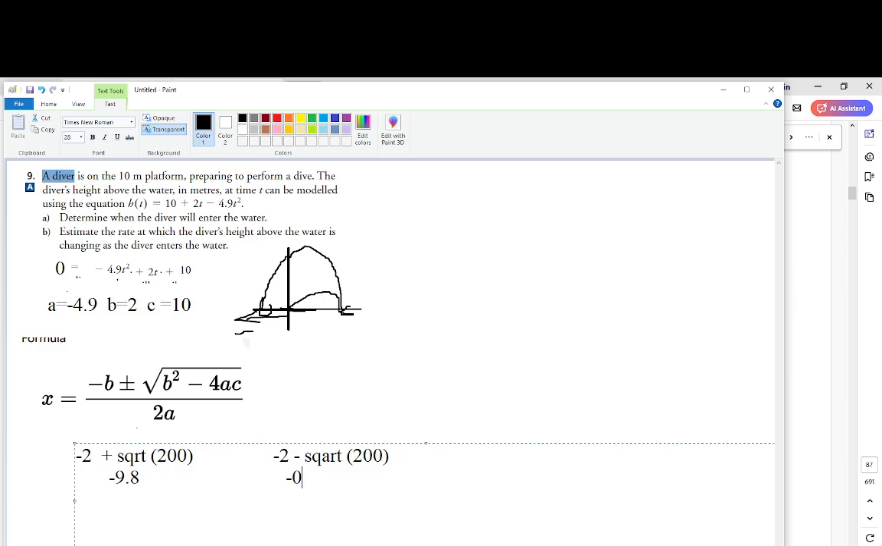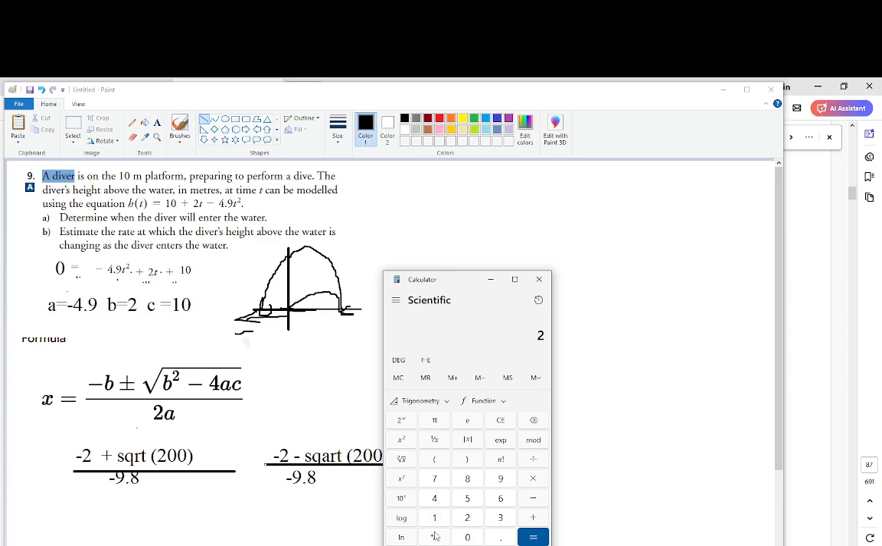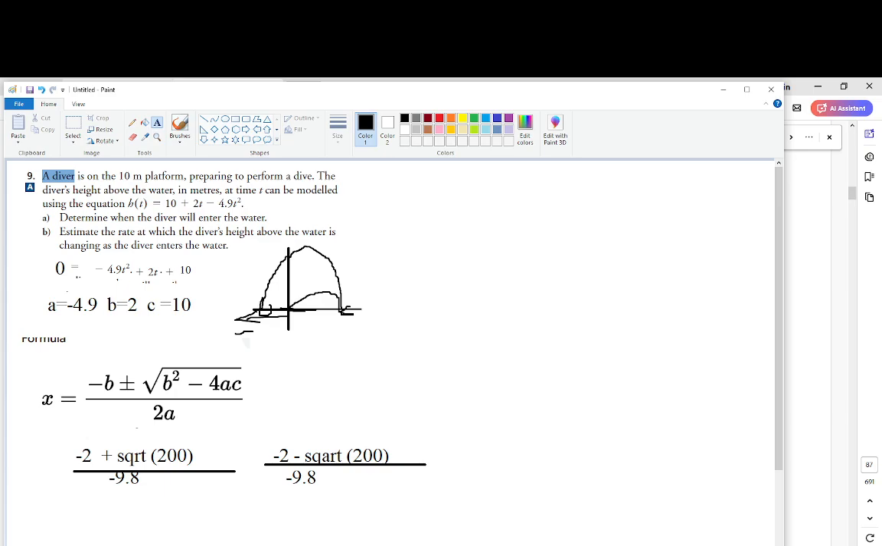So we got to calculate both of them, one with a plus, one with a negative. And you also have to be aware that you have to do the numerator all on its own before you divide by minus 9.8. So the first one we get minus 2 plus the square root of 200 divided by minus 9.8. Clearly this is going to come out as negative, so we're going to ignore it because there's no such thing as negative time.